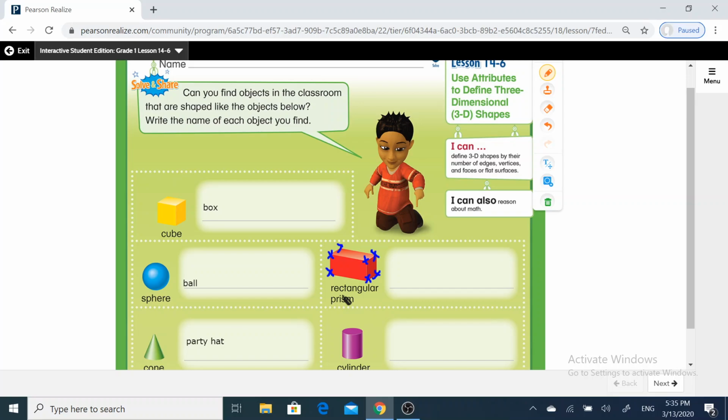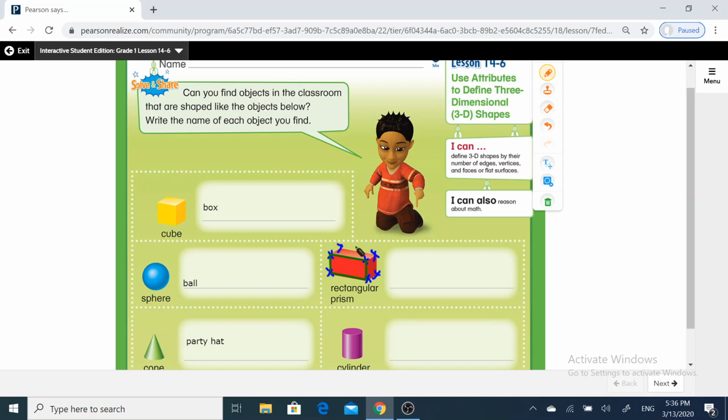Now, what did I mean by flat surfaces? Look at this. We have a flat surface here. What is the shape of this flat surface? It is a rectangle. Very good. It is a rectangle.